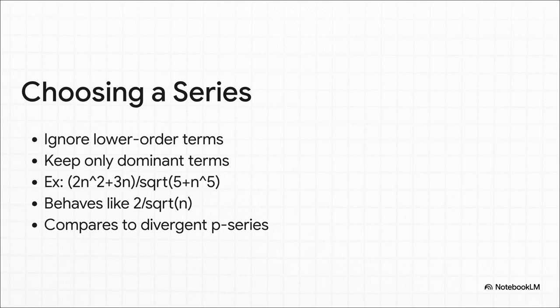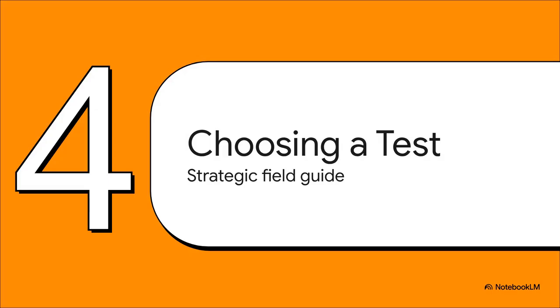So how on earth do you pick a good comparison series for this? Well, here is an absolute pro tip for you. Ignore the noise. You just want to keep the dominant terms. Look at this nightmare expression. 2n squared plus 3n in the numerator all over the square root of 5 plus n to the fifth. If we strip away the lower order noise, meaning we just drop the 3n and the 5 entirely, it behaves essentially just like 2n squared over the square root of n to the fifth. Using just some basic algebra that easily simplifies down to 2 over the square root of n. And just like that, we immediately know we should compare it to a divergent p-series, making our limit math an absolute breeze.